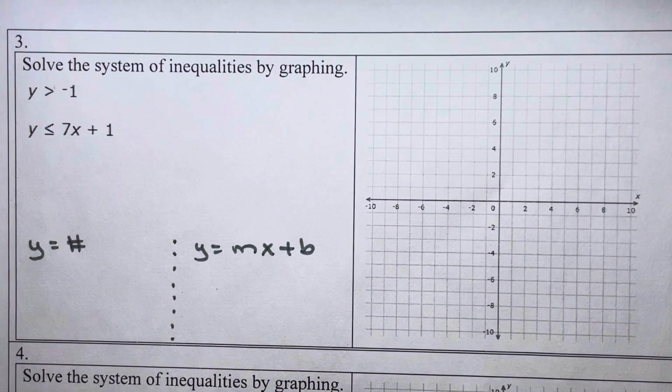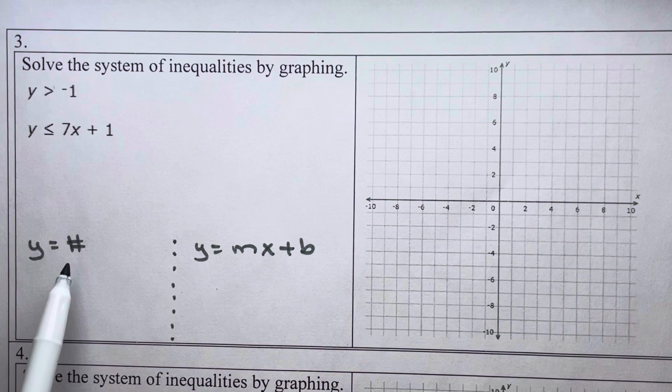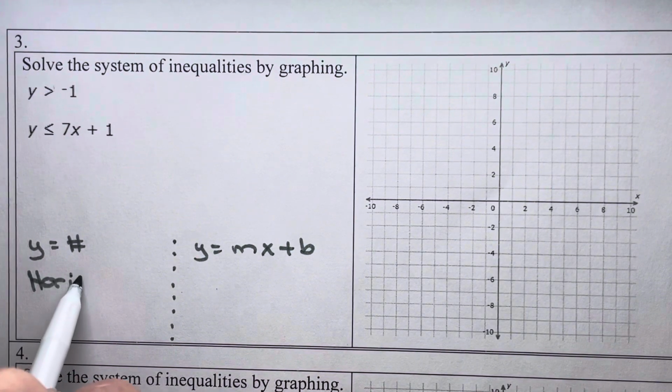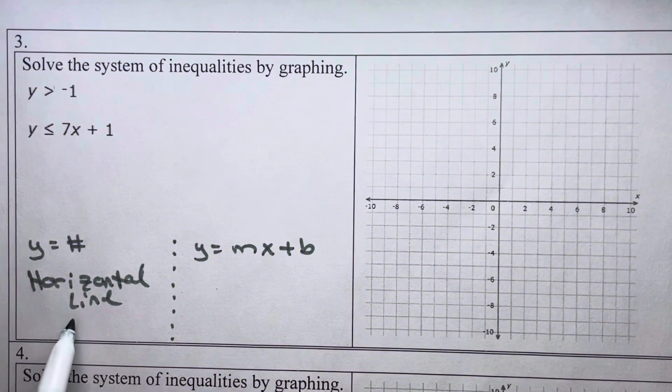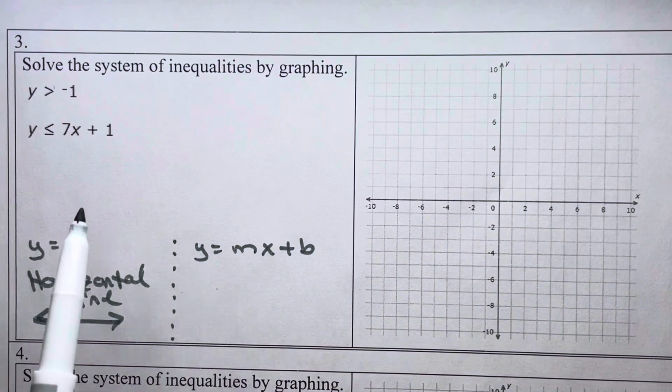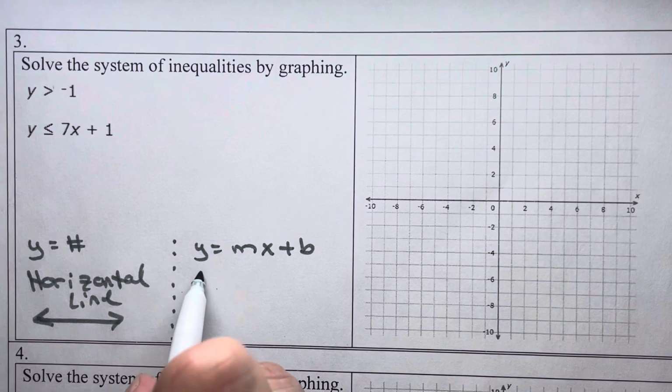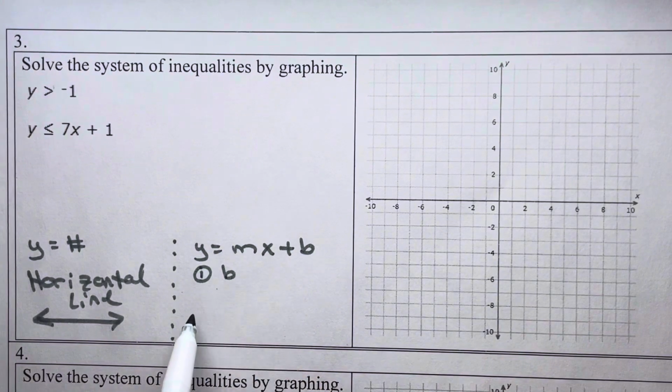Our first inequality is y equals a number. And we remember from previous lessons that this is going to be a horizontal line, nice and flat through the y-axis. Our second inequality is a slope-intercept form of the inequality, where you have to find your y-intercept, and then you have to use your slope to move from there. Okay, let's begin this process together.